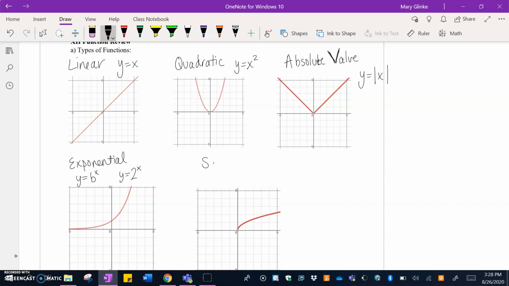The next one is called square root. It looks like half of a parabola turned sideways. It is y equals the square root of x would be your equation for that one. So in Algebra 1, you graphed all of these different types of functions, and then you started moving them all around and stretching them. You also were asked for domain and your range for all of these.